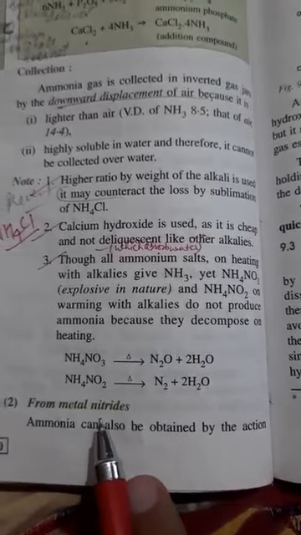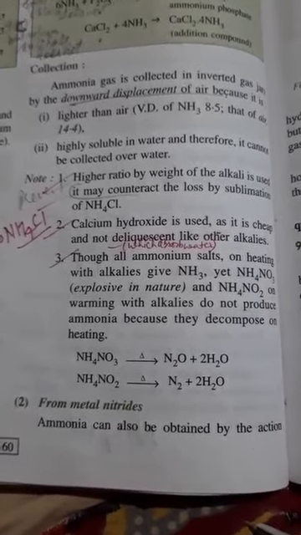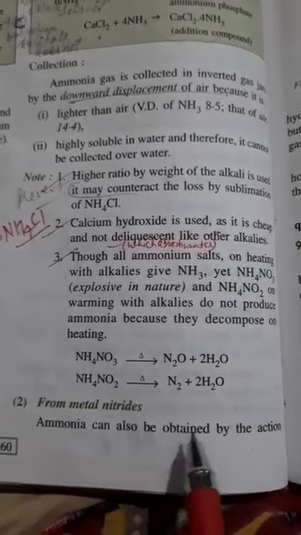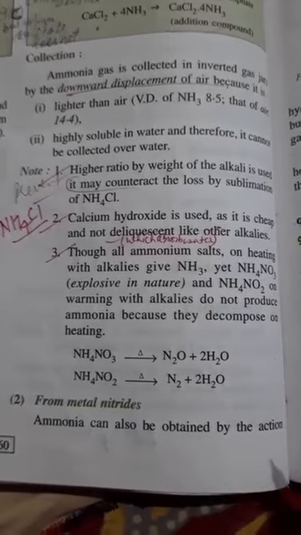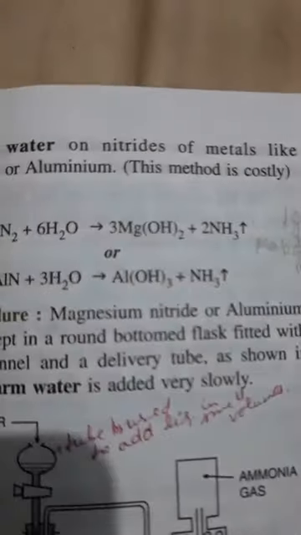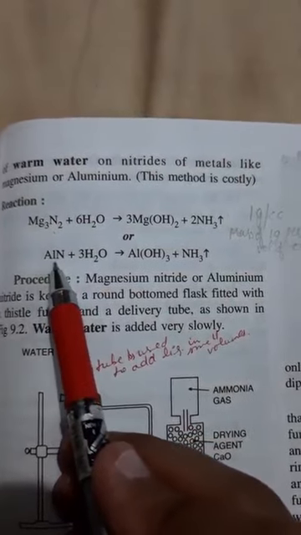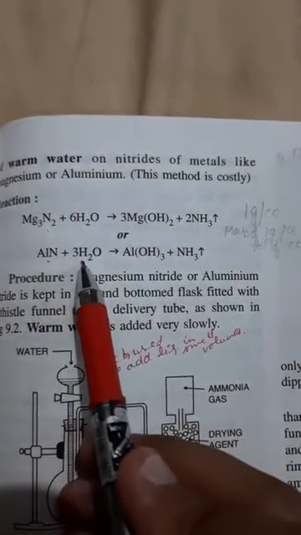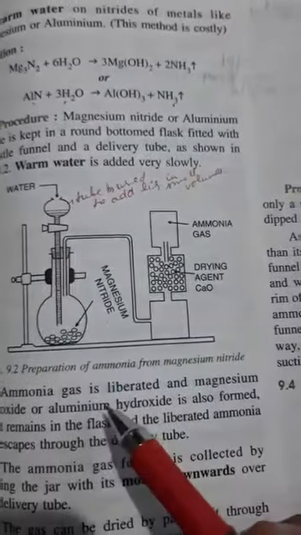Now very simple: from metal nitrides, you can prepare ammonia gas. Ammonia can be obtained by the action of warm water on nitrides. See here, magnesium nitride, aluminum nitride, and warm water is taken and ammonia gas is prepared. So this reaction is also very simple.